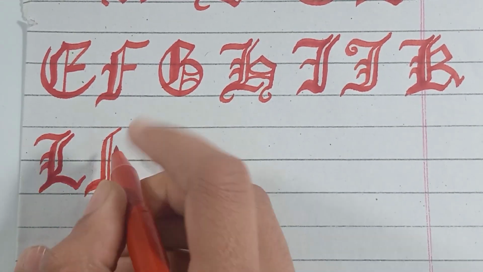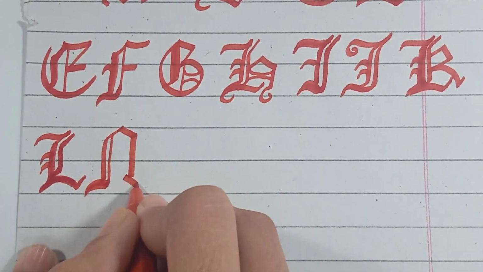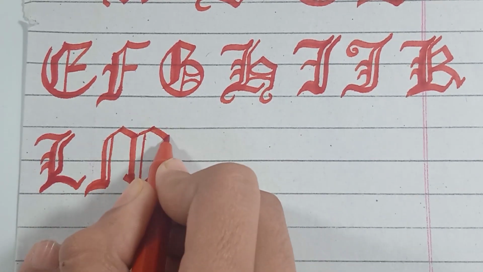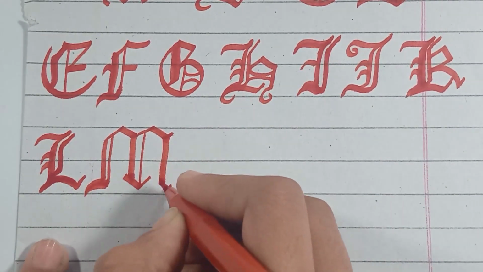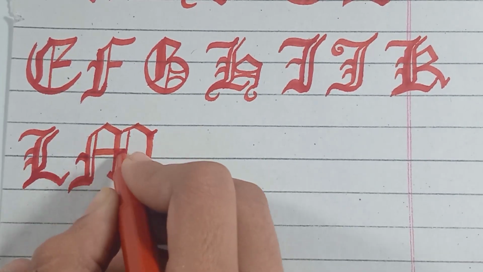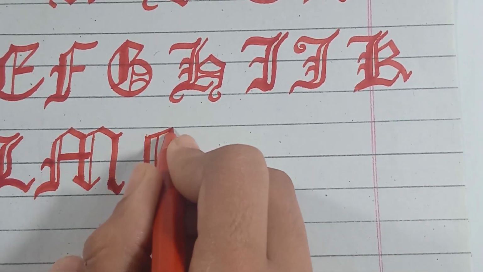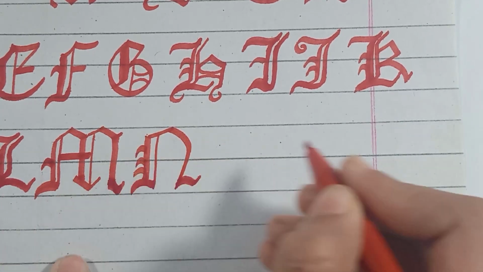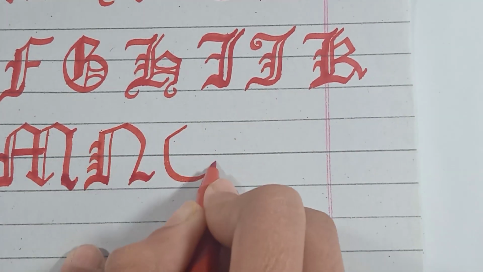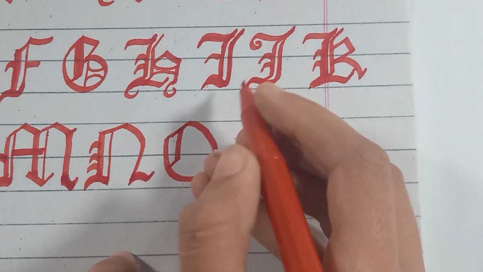in Gothic calligraphy. After writing M in Gothic calligraphy, the next turn is of N. And here our M is completed, and it's turn to write N. Our M and N in the Gothic calligraphy are more unique and different.